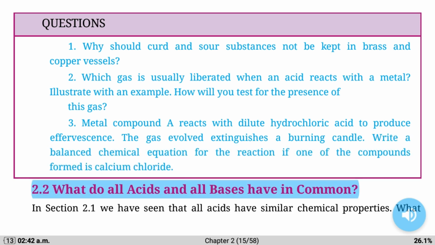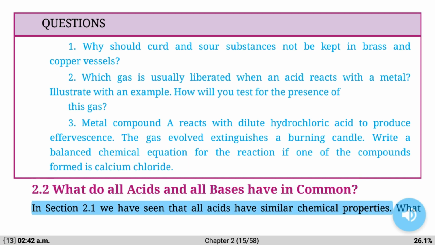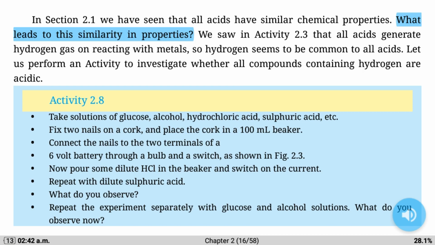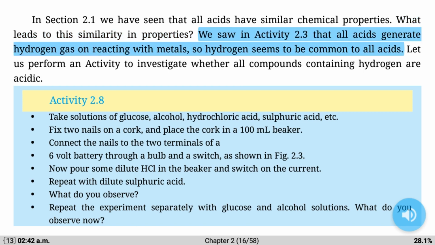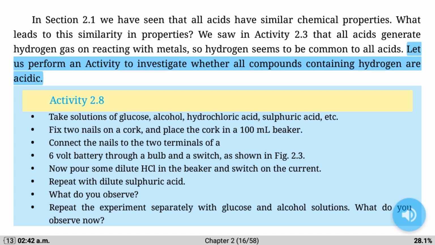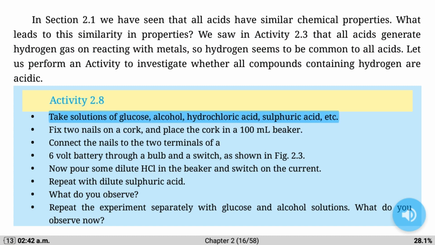2.2 What do all acids and all bases have in common? In Section 2.1 we have seen that all acids have similar chemical properties. What leads to this similarity in properties? We saw in Activity 2.3 that all acids generate hydrogen gas on reacting with metals, so hydrogen seems to be common to all acids. Let us perform an activity to investigate whether all compounds containing hydrogen are acidic. Activity 2.8. Take solutions of glucose, alcohol, hydrochloric acid, sulphuric acid, etc. Fix 2 nails on a cork and place the cork in a 100 ml beaker.